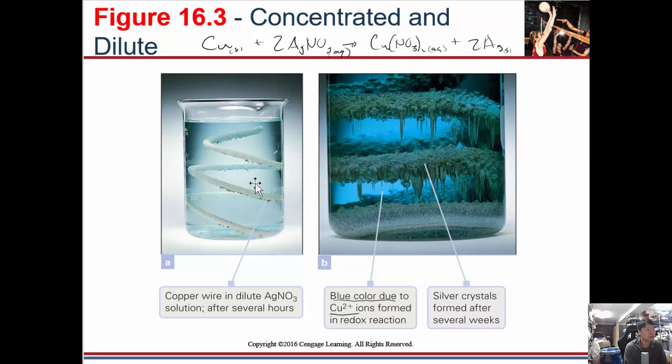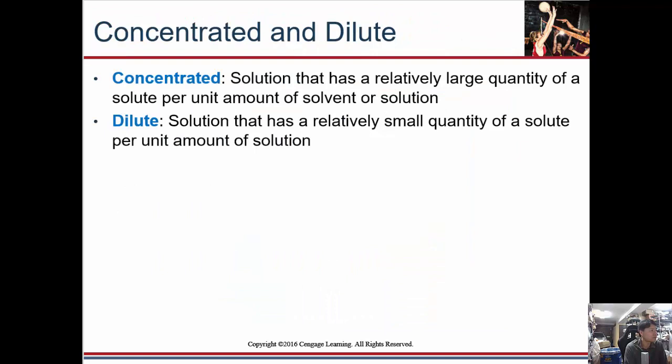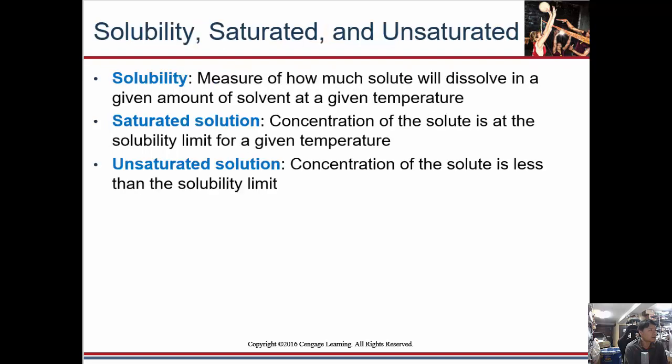And so here's an example of dilute and concentrated. However, we can't have infinitely concentrated because there is something called the solubility limit. And the solubility limit here, it's all relative to the solubility limit, how concentrated we can get or how dilute the solution is. And so the solubility in quantitative terms is a measure of how much solute will dissolve in a given amount of solvent at a given temperature. That's the quantitative definition of solubility.